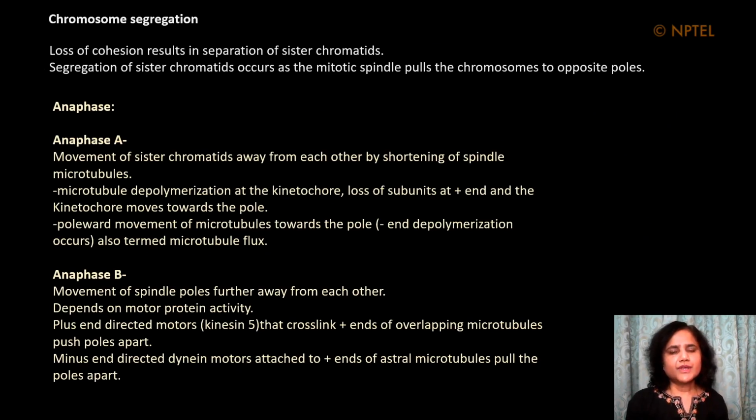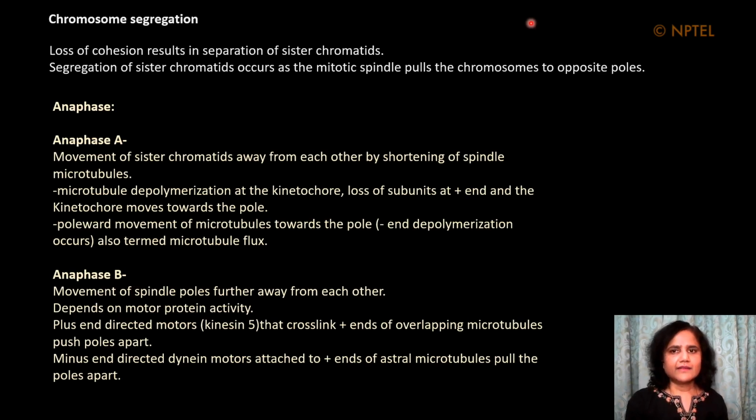Now, loss of cohesion results in separation of the sister chromatids. However, segregation of the sister chromatids occurs as the mitotic spindle pulls the chromosomes to opposite poles. This occurs in anaphase. Now, anaphase has two phases, anaphase A and anaphase B.